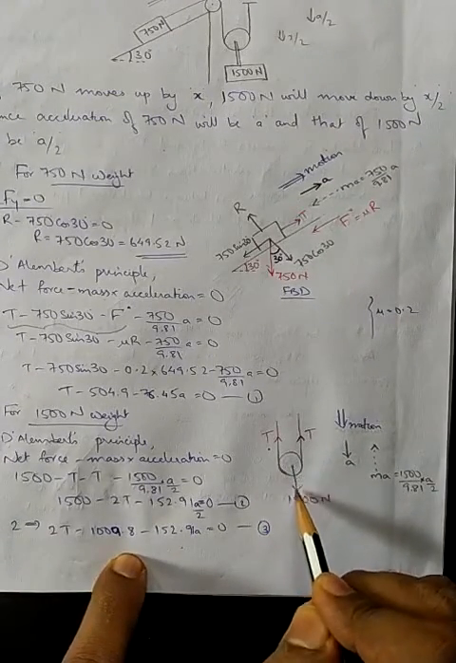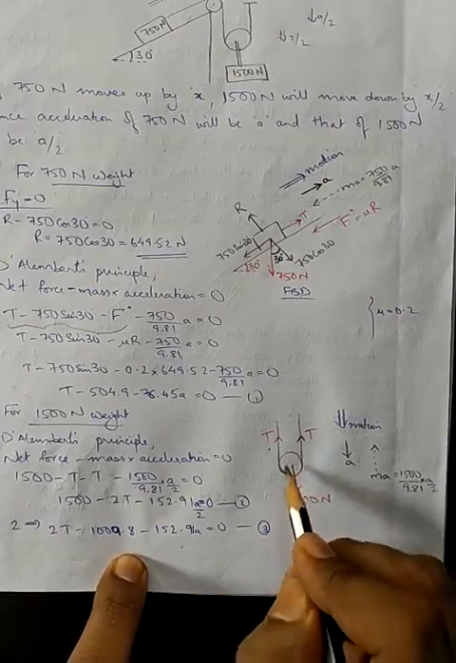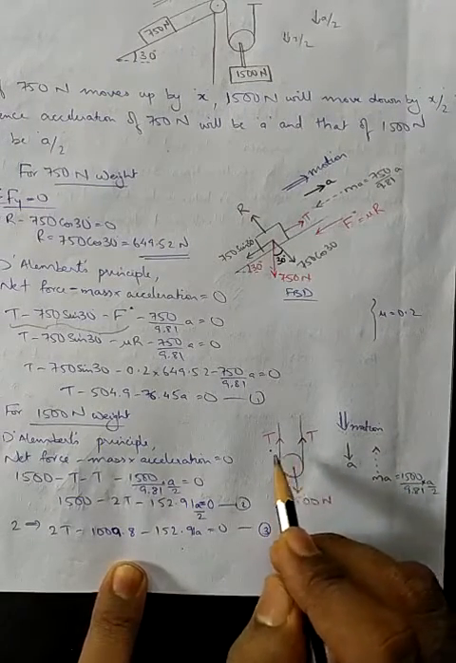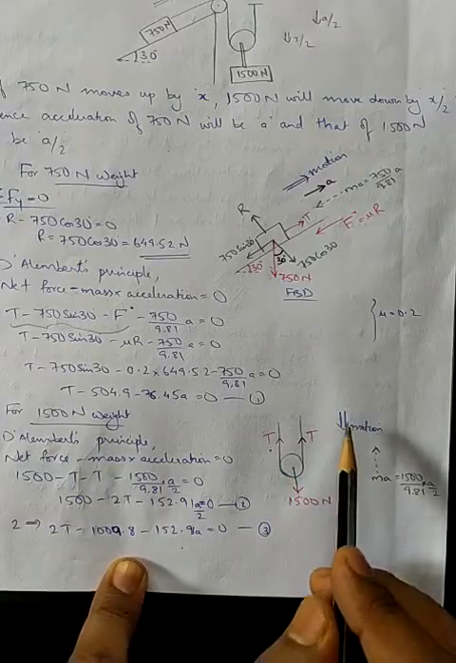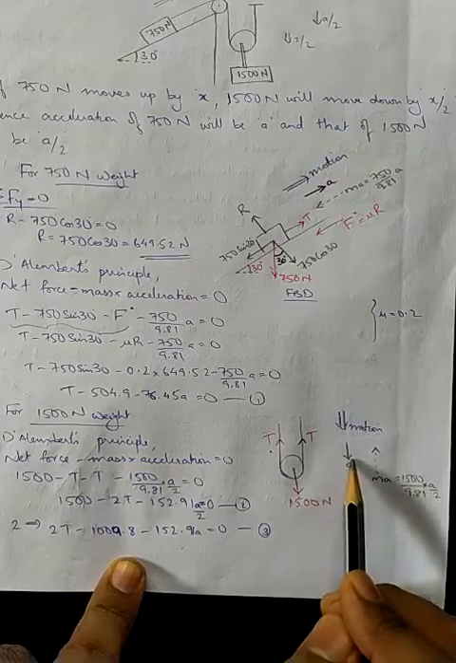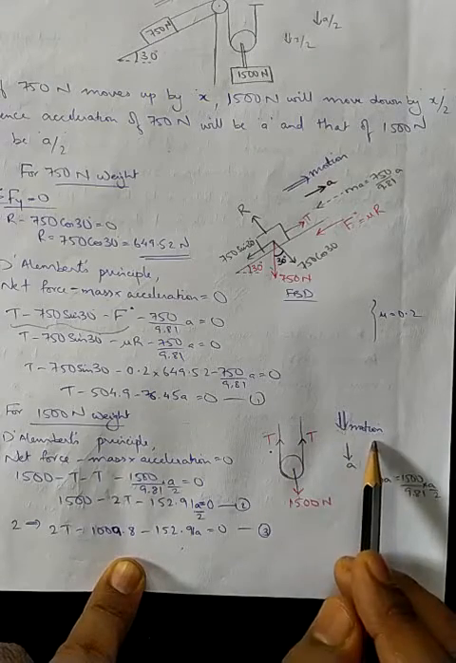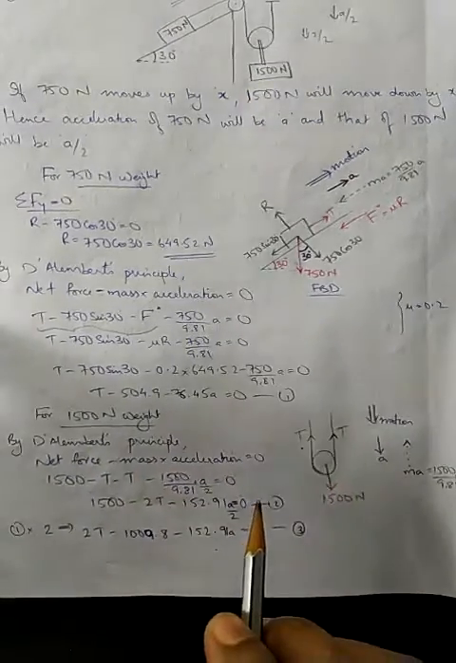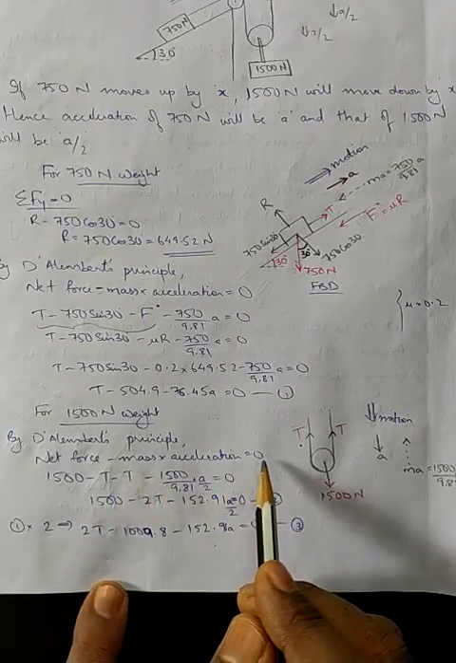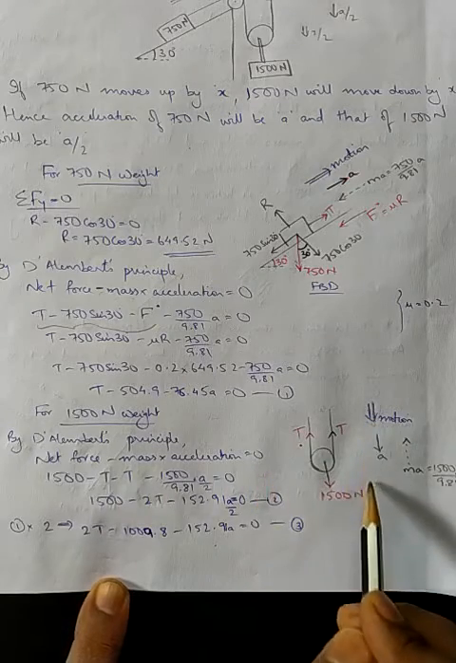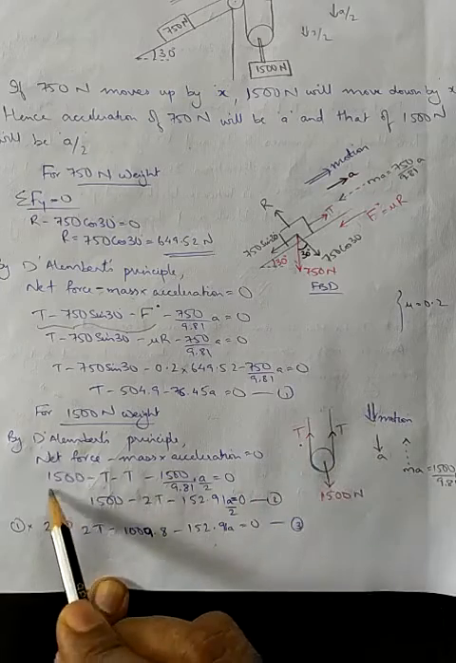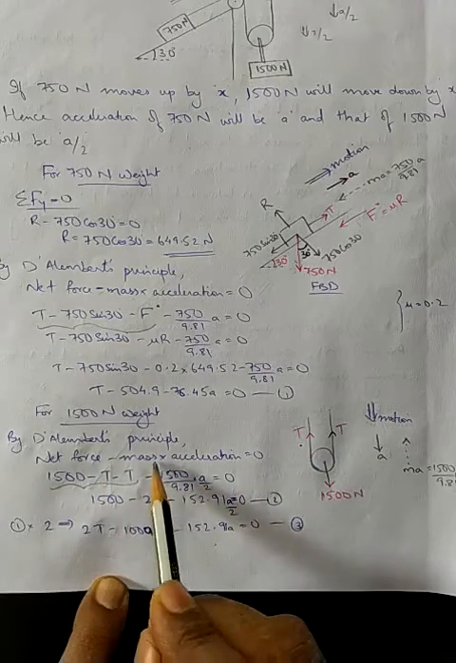There is a pulley, weight is acting downwards, 1500 Newton. There are two strings. So let T be the tension in the string. T will be same throughout. Now we already told that 1500 Newton block will be acting downwards. Acceleration is downwards. Inertia force will be in opposite direction, which is ma. Now by D'Alembert's principle, net force minus mass into acceleration equal to 0. What is the net force in the direction of motion? It is 1500 minus T minus T, then minus mass into acceleration.